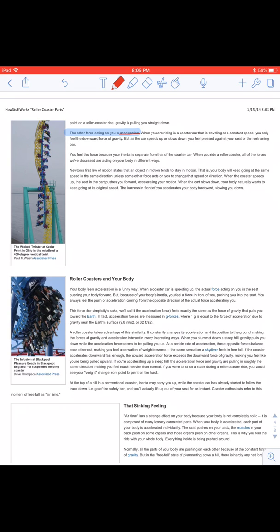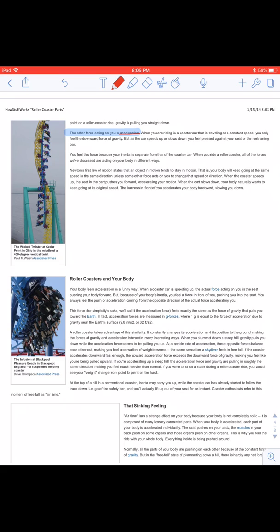When you ride a roller coaster, all of the forces we've discussed are acting on your body in different ways. Newton's first law of motion states that an object in motion tends to stay in motion. That is, your body will keep going at the same speed in the same direction unless some other force acts on you to change that speed or direction.